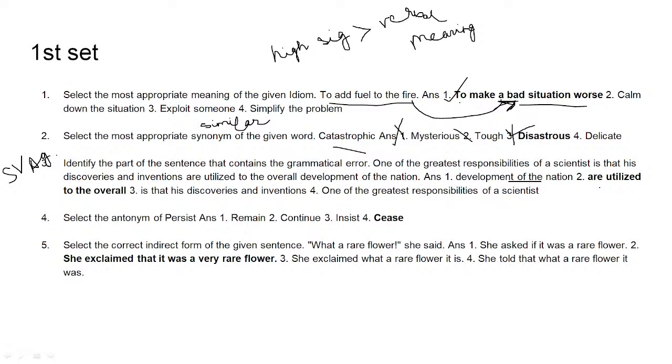Next is that his discoveries and inventions. And number four is one of the greatest responsibilities of a scientist. So the correct thing will be: the mistake is in the second portion. Why? There is a reason. Are utilized to the overall.